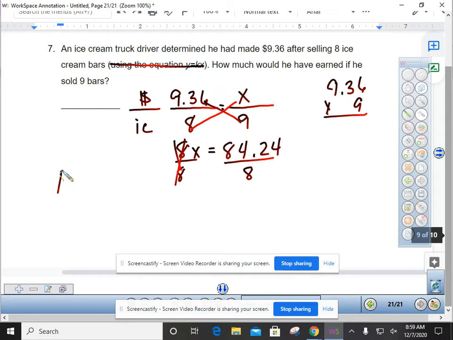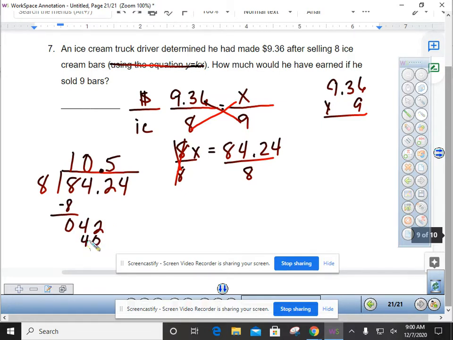So now we build the house, and who lives in it? The 84.24. Top. So you put your decimal up here, and that's 1. 8 into 4 won't go, so you bring down the 2. 8 into 2, that's 40. Then bring down the 4, you get 3. I got $10.53 for 9 bars.